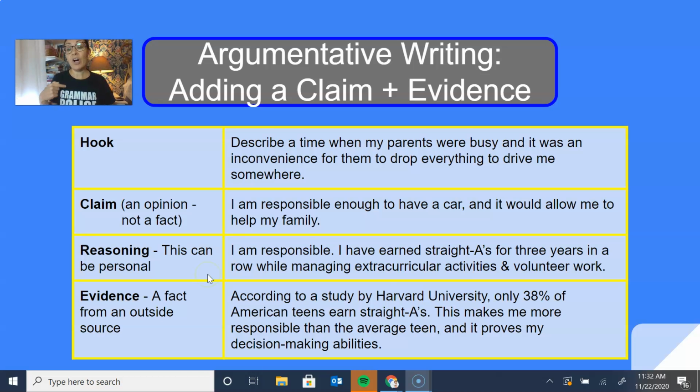But now we are going to bring in some facts and some evidence to support just how unique your situation is. According to a study by Harvard University, only 38% of American teens earn straight A's.